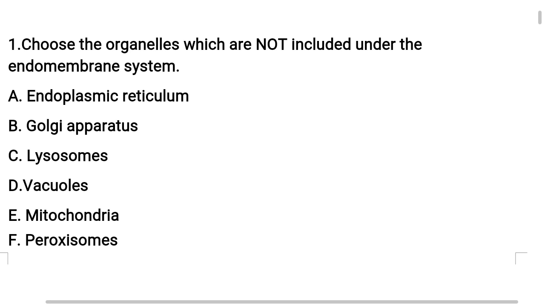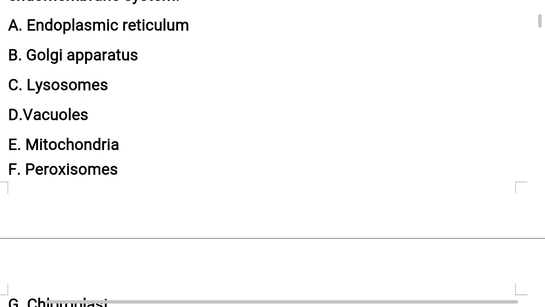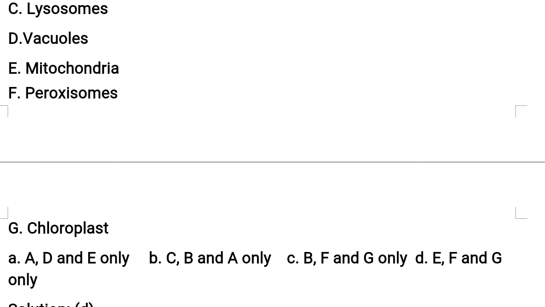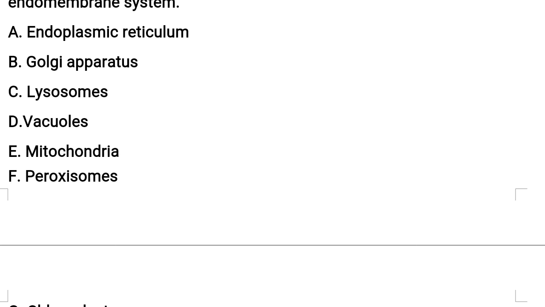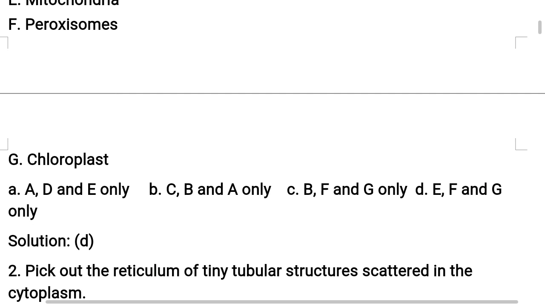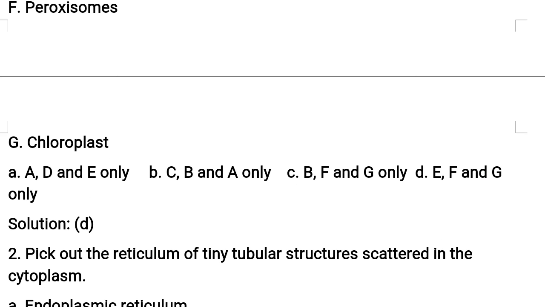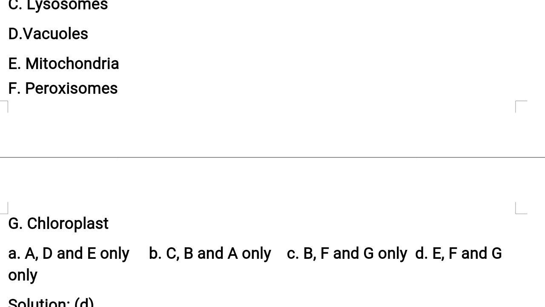A. Endoplasmic reticulum. B. Golgi apparatus. C. Lysosomes. D. Vacuoles. E. Mitochondria. F. Peroxisomes. And G. Chloroplast. So let us see in detail about this question. Options are given here, A, B, C, D, with different alphabets. We need to find the correct option for this given question.